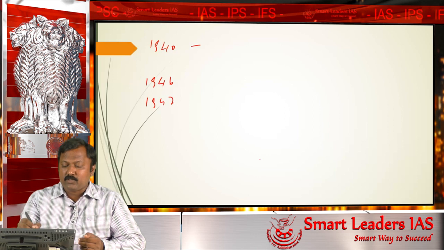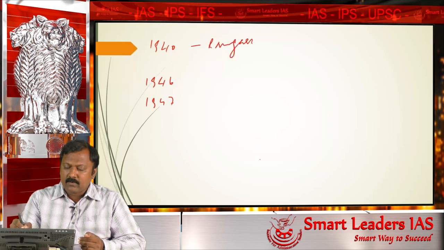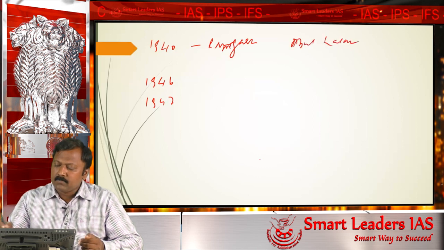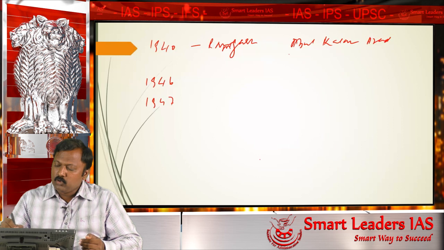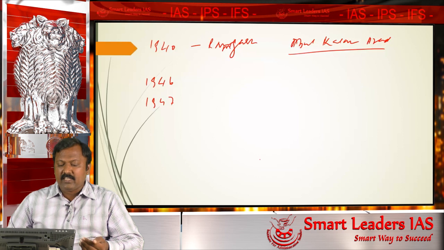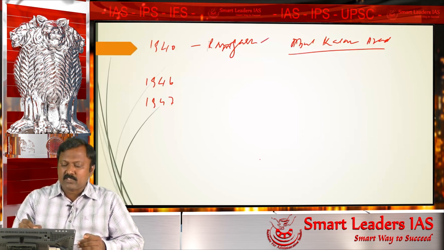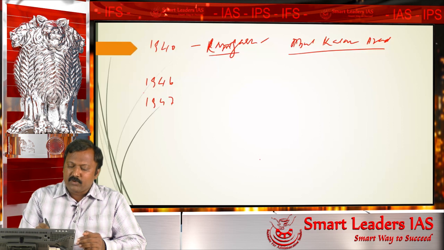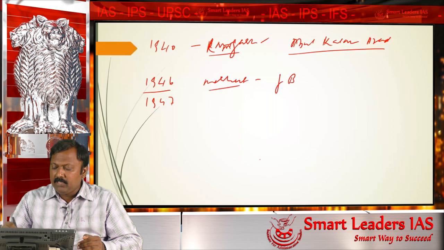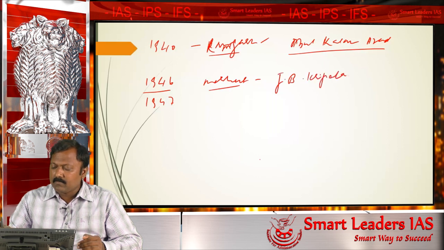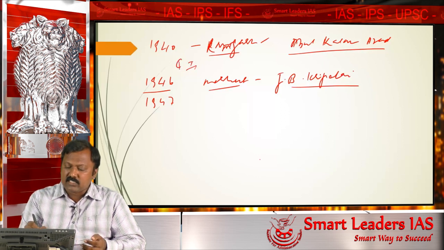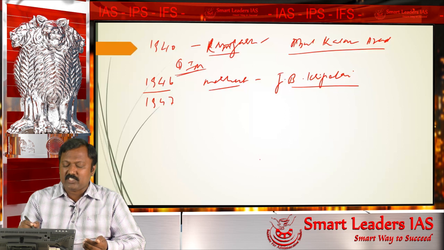In 1940, the session happens to be in a place which is called Ramgarh, and here the president happens to be Abul Kalam Azad. I already told that he was the youngest president in the 1923 New Delhi session. So, in 1940 also he becomes the president in the Ramgarh session. In 1946, the place is called Meerut, and the president happens to be J.B. Kripalani. From 1940 to 46, no Congress sessions were held because of the Quit India movement. So, the Congress sessions could not be held.